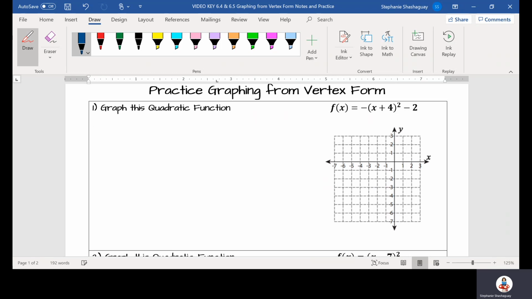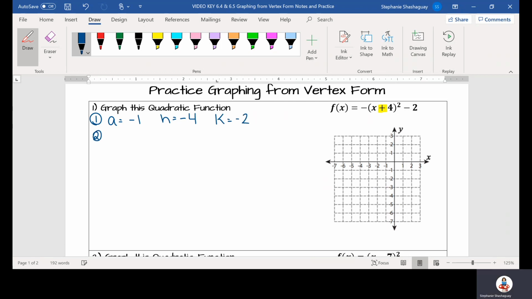So we're going to do just like what we did before. Step 1 is we're going to identify our a term, which is negative 1, h, which is going to be equal to negative 4, because this is positive, so my 4 is going to be the opposite. And then k is equal to negative 2.